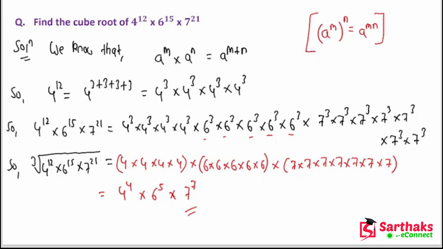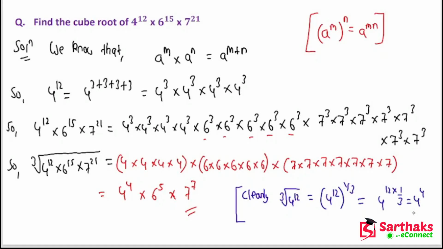So if I have to summarize it, you can clearly see here, cube root of 4 to the power 12 is equal to what? I told you that it would be power 1 by 3. Then using this formula, powers will get multiplied. So 12 times 1 by 3, so it would be 4 to the power 4. Okay, so you can clearly see what we have done, right? If I have to write it, I can write it like this. So this was all about this particular question.